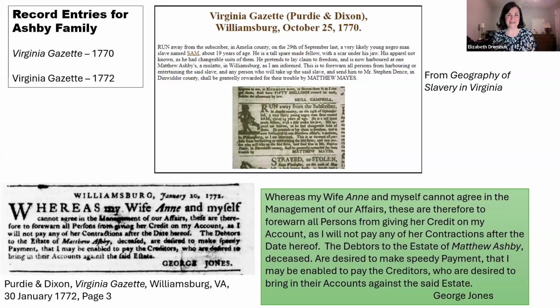And then what happened to Sam after that? And how did Matthew Mays, the person who placed the ad, know about Matthew Ashby? How does he know that Sam's going to be there? Apparently he says, as I am informed. Who's informing him? This ad raises so many more questions than it does answers, but that just gives us more things to really consider when we're looking at the Bray School story.